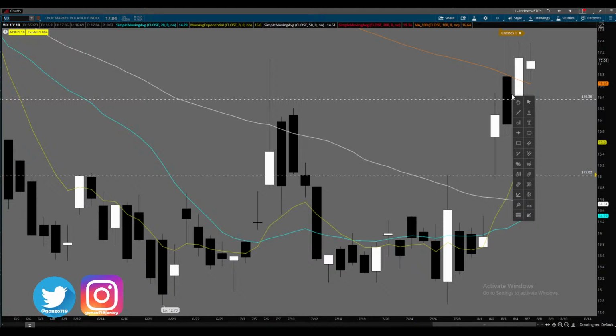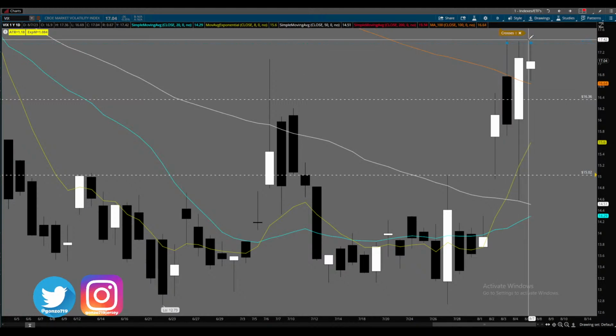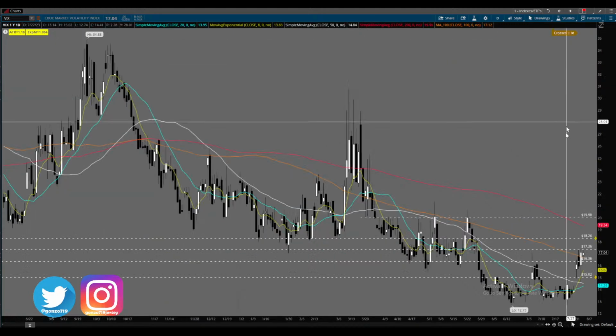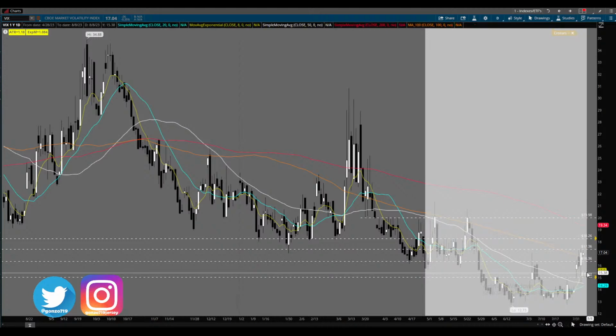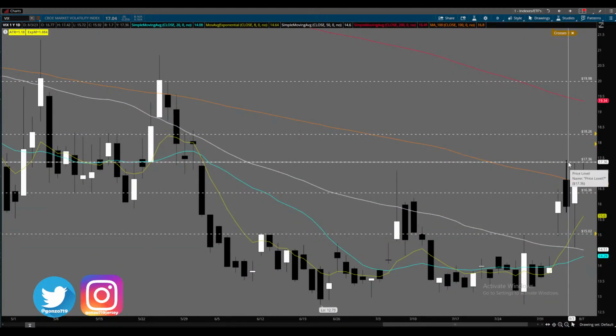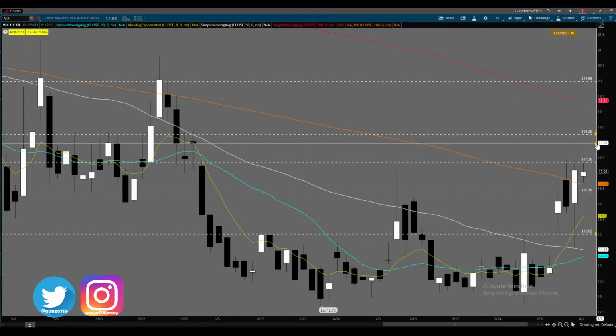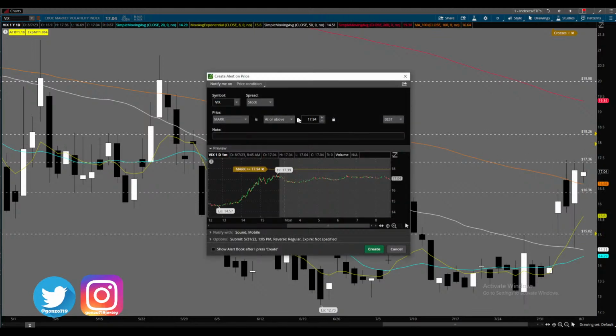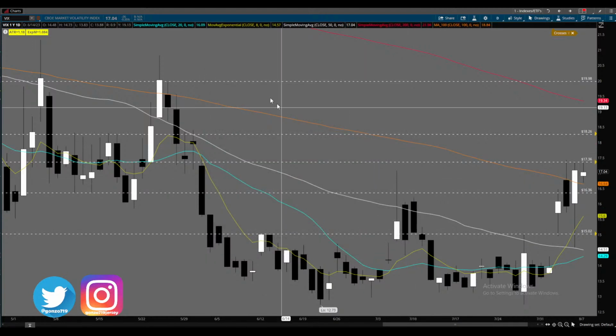So let's put this on the radar here. 17.36. That's our new resistance level here. Okay, so that level's the level to look at now. 17.36. Let's see, 17.36. So we'll replace this alert to 17.36. Okay, I'll get alerted for that.